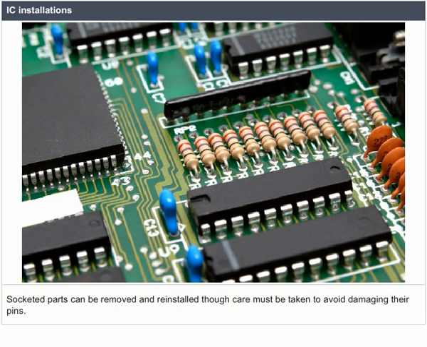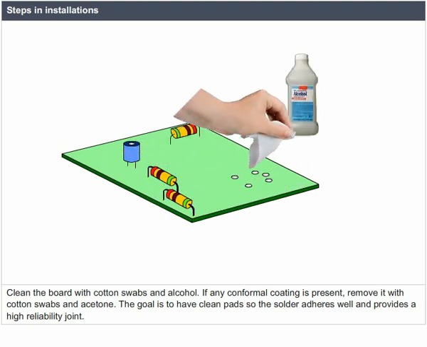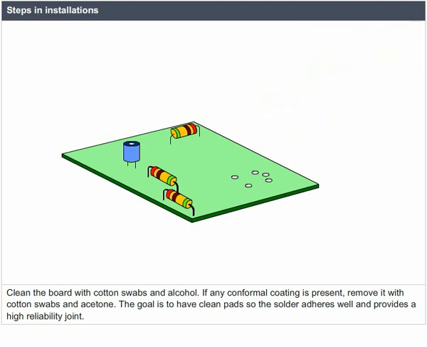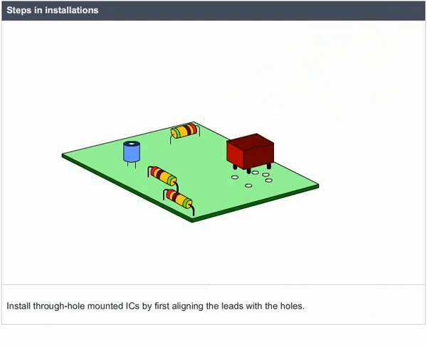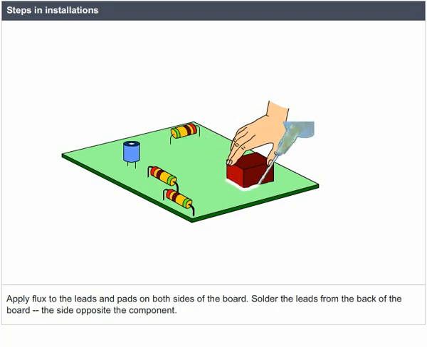Steps in installations. Clean the board with cotton swabs and alcohol. If any conformal coating is present, remove it with cotton swabs and acetone. The goal is to have clean pads so the solder adheres well and provides a high reliability joint. Install through-hole mounted ICs by first aligning the leads with the holes. Gently push the component into place. Apply flux to the leads and pads on both sides of the board. Solder the leads from the back of the board, the side opposite the component.